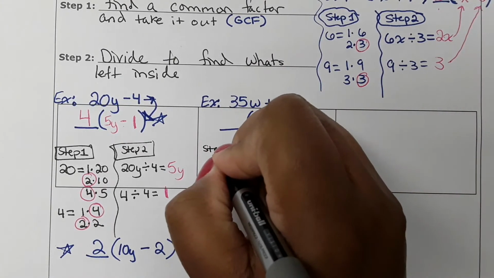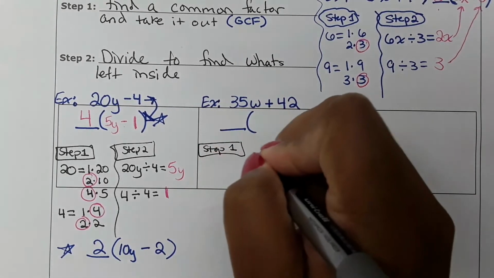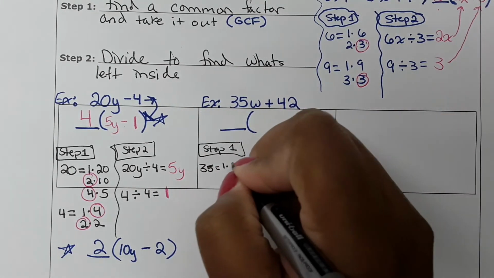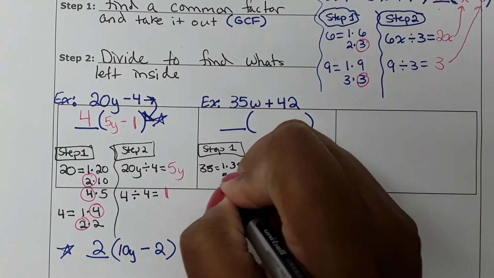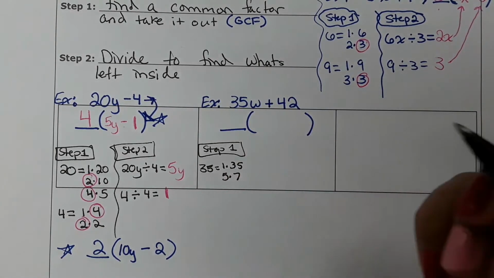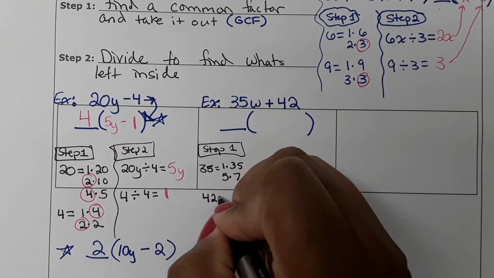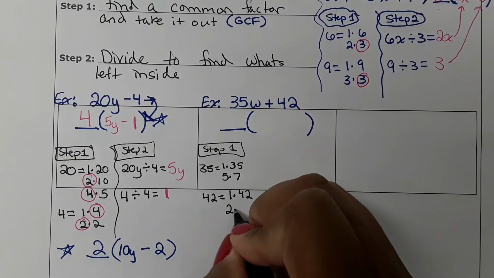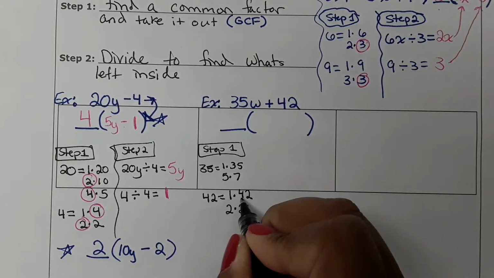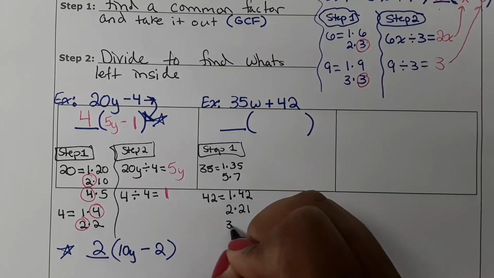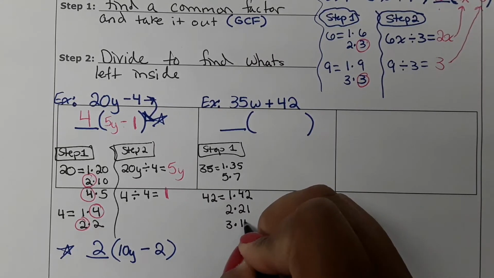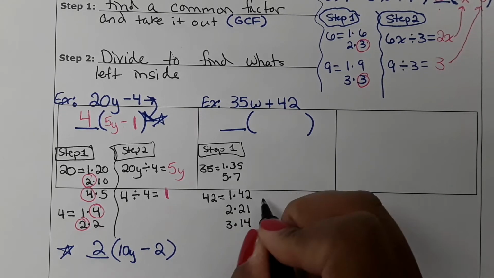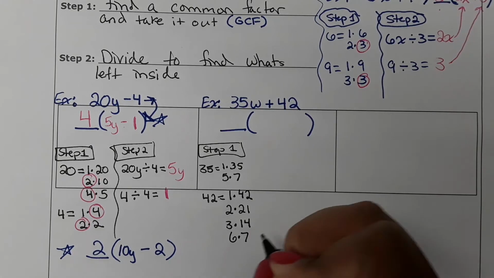So step 1. So looking at 35. What times what gives me 35? 1 times 35, and we have 5 times 7, and that's it. And then what times what gives me 42? So 1 times 42. Oh, that's even, so 2 works. So 2 times 21. 4 plus 2 is 6, so 3 works. It'd be 3 times, let's see, 14. Yep. And then we could do, does 4 work? No. 5, no. 6, yes. 6 times 7, and we're done.